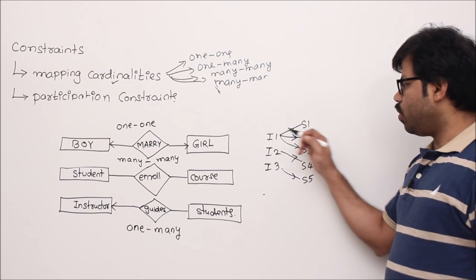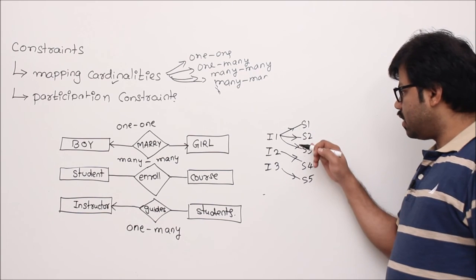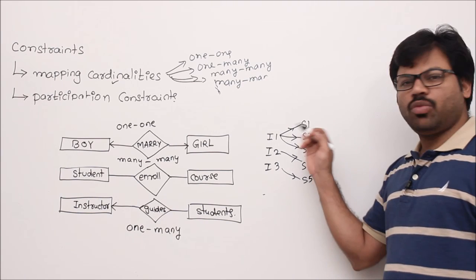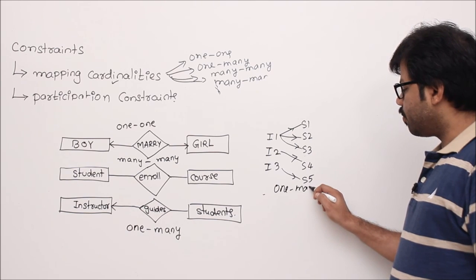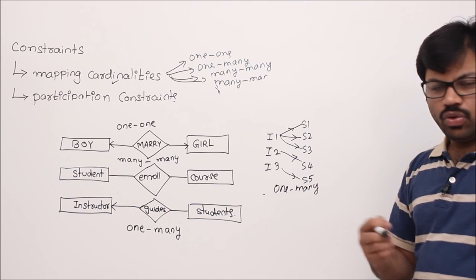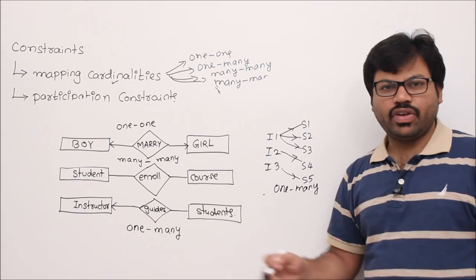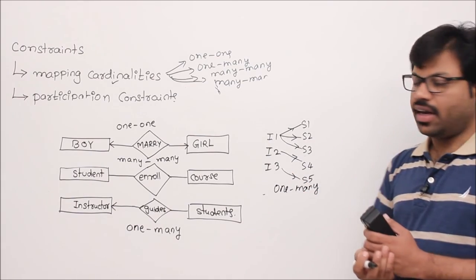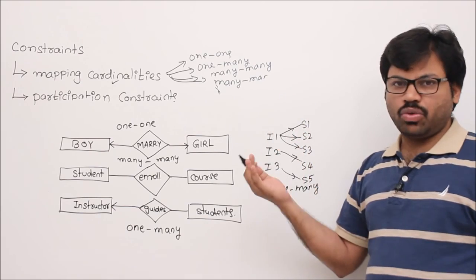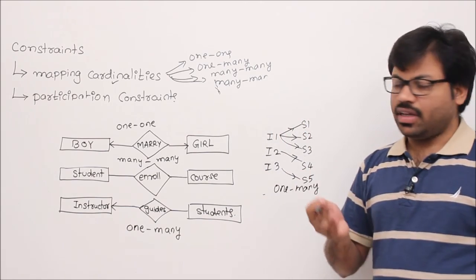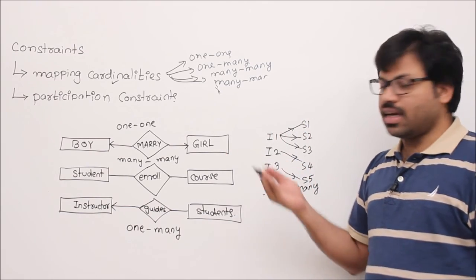So one element is mapped to many elements, but on this side each element is mapped to at most one element, correct? It will become one to many. So in that way you can understand each and every mapping cardinality, right? There are four different kinds of mapping cardinalities finally: one to one, one to many, many to one, many to many. So we are going to represent them in ER diagram.